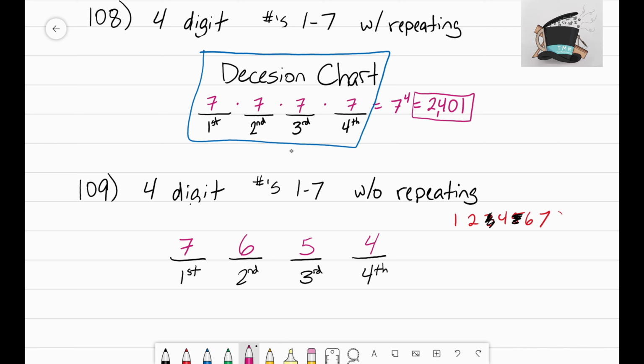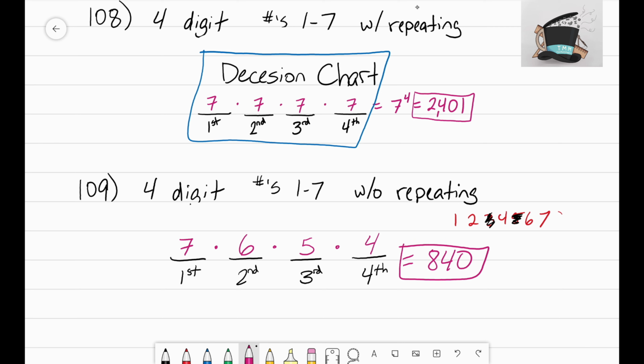And just like we did up here with our decision chart on 108, I'm going to take these 4 numbers, I'm going to multiply them. So you need to go into your calculator and do 7 times 6 times 5 times 4. And that ends up being 840 different numbers to choose from.